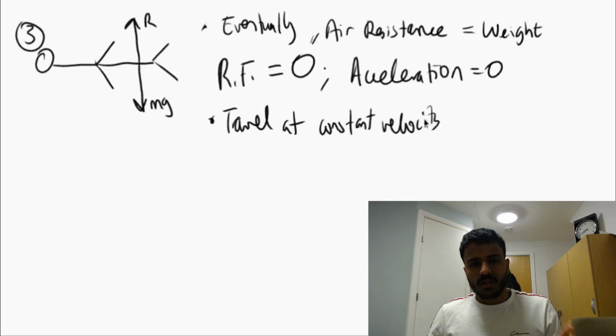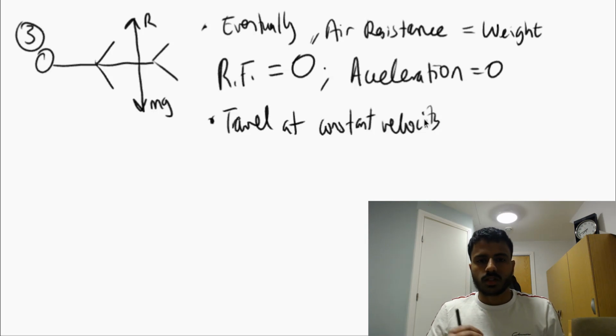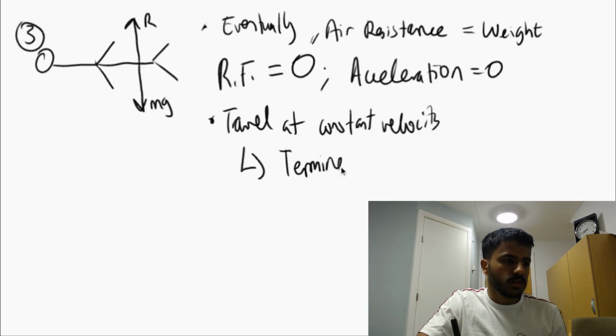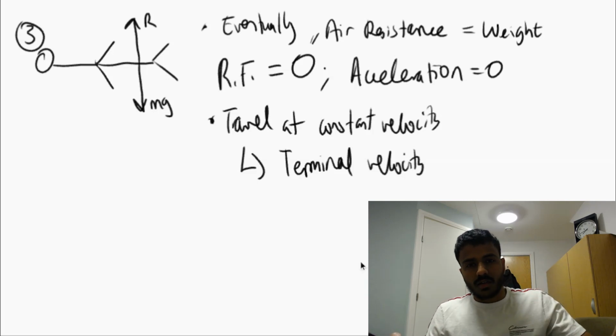And because it's traveling at a constant velocity, the magnitude of that air resistance force is not going to change. So therefore it's going to keep at this constant velocity until something happens, like another event or until it hits the ground. So we call this velocity the terminal velocity. If nothing else happens, then the skydiver is going to hit the ground at this terminal velocity.